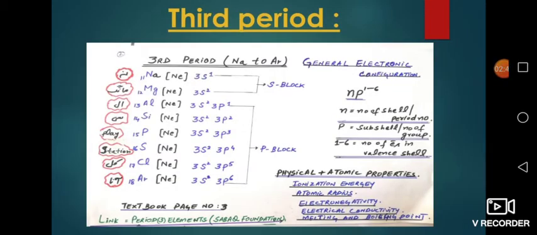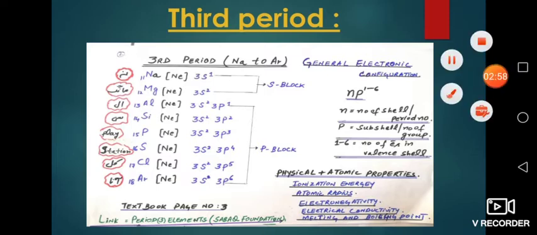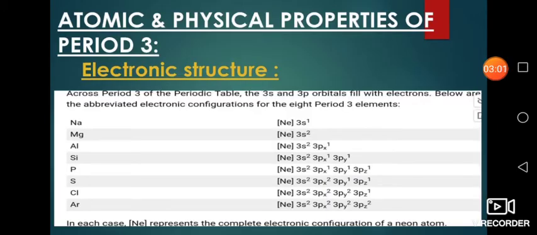Now we will discuss the physical and atomic properties of period 3 elements, which are: electronic configuration, atomic radius, ionization energy, electronegativity, electrical conductivity, and melting and boiling point. So first we will discuss the electronic configuration of period 3. Period 3 elements consist of sodium, magnesium, aluminium, silicon, phosphorus, sulfur, chlorine, and argon.